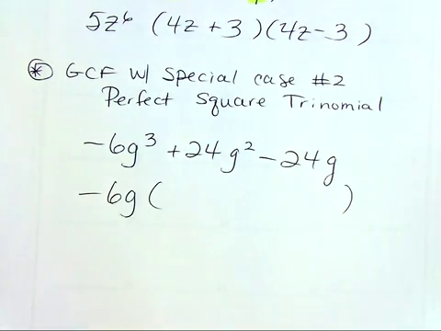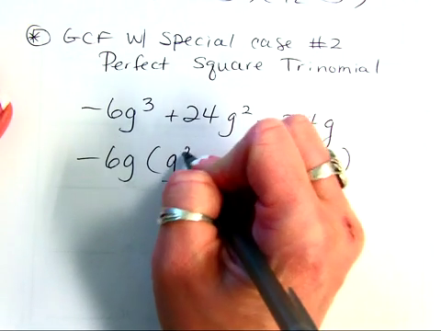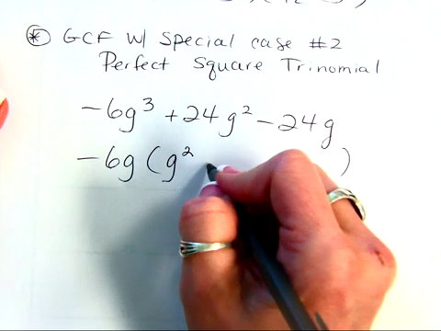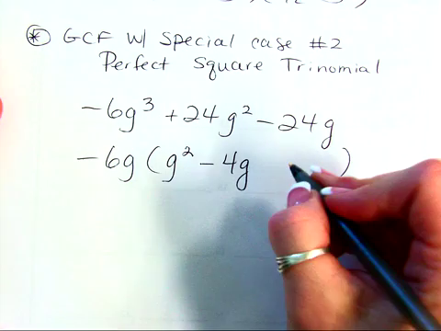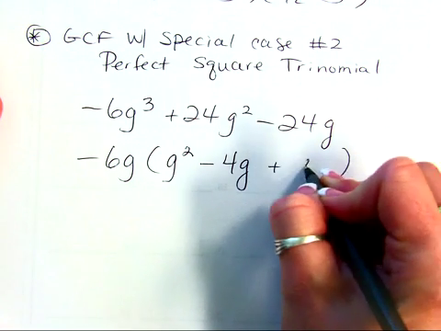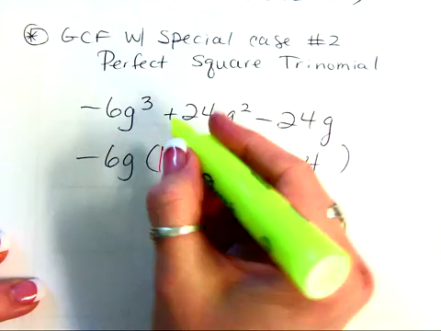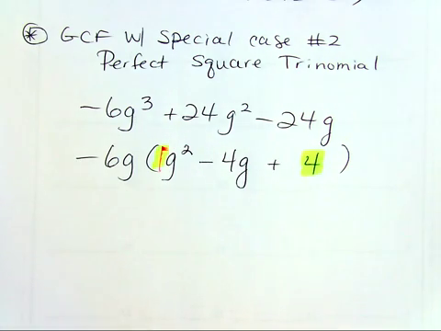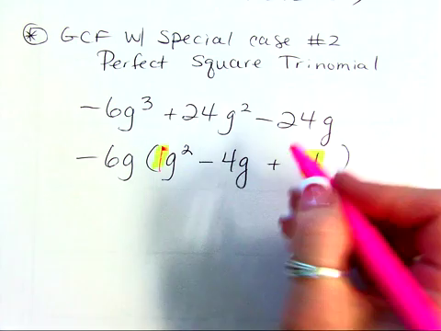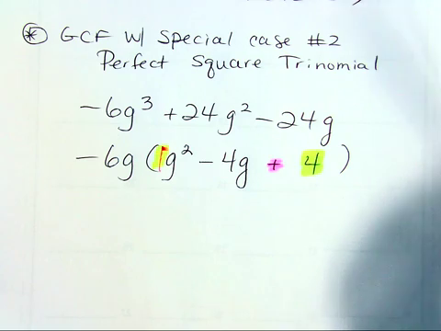Okay. After I pull that out, I'm left with G squared minus 4G plus 4. Okay, so you know this is a perfect square trinomial because I just told you that. Here's how we know. Because, do you remember the criteria for this? The coefficient is 1, which is a perfect square. 4 is a perfect square. And what has to be true about the end sign? Plus. Okay?